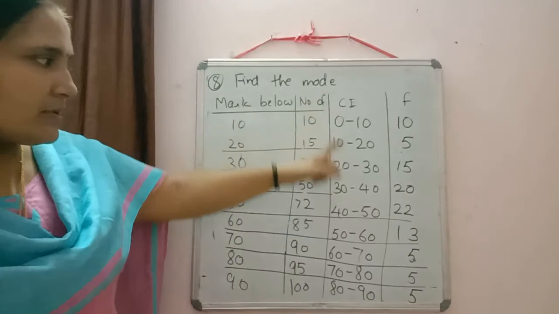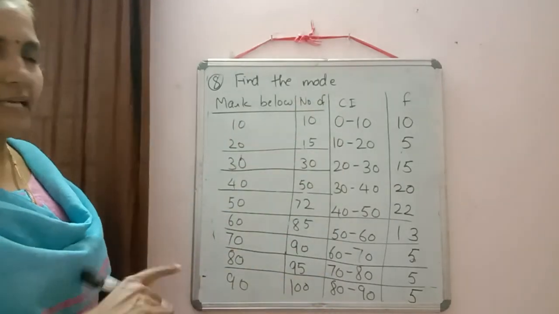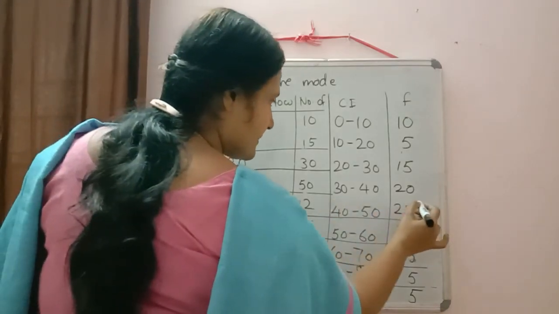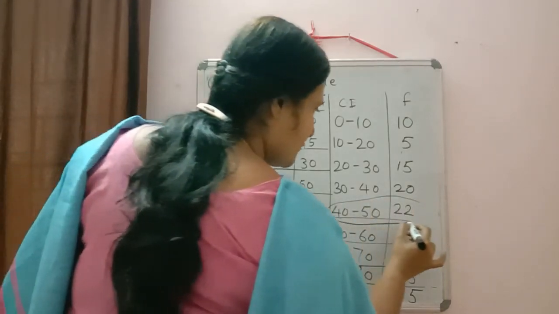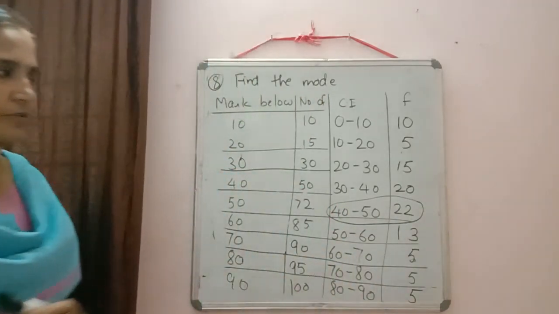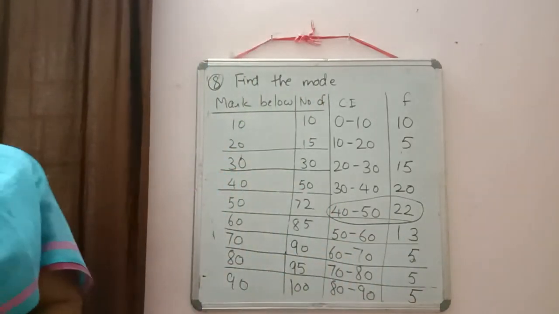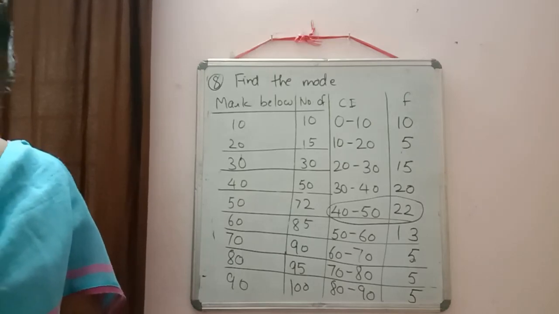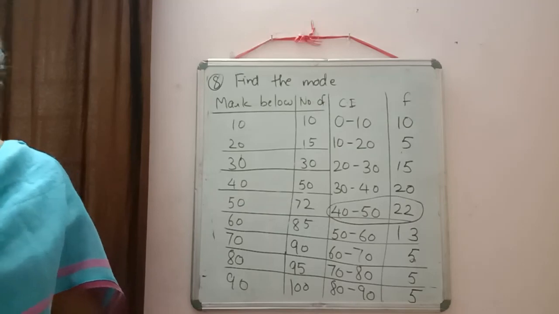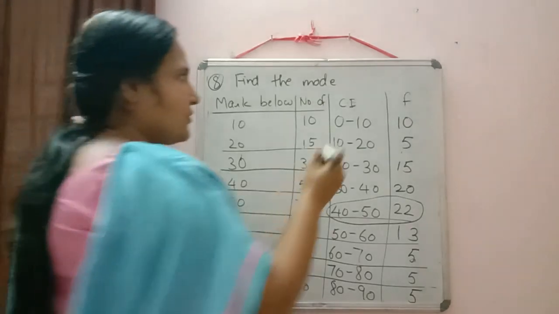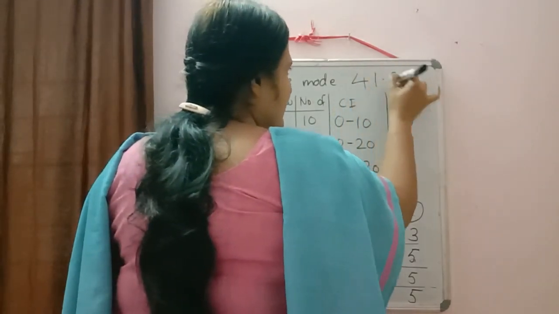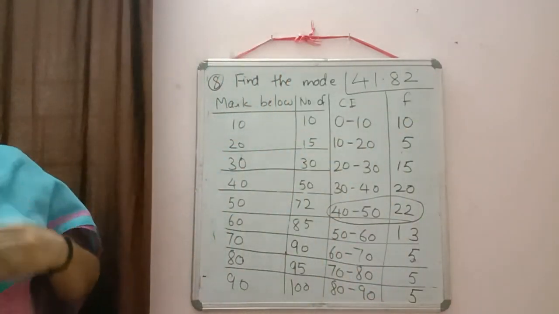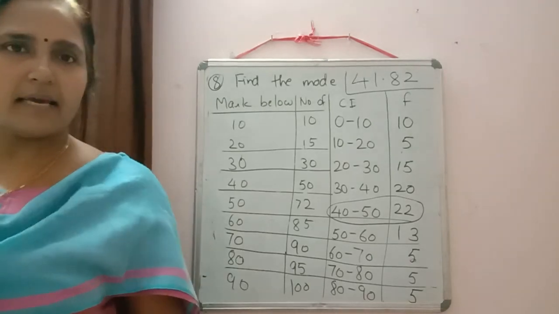Now we can find the mode using this class interval. You can check what the modal class will be here. Yes, the maximum frequency is 22, so the modal class is 40 to 50. I think the rest you can solve by yourself. Find the mode and write down the answer. Your mode will be equal to 41.82. Just check whether you are getting this answer or not. Mode is equal to 41.82. So I think these questions are clear to you.